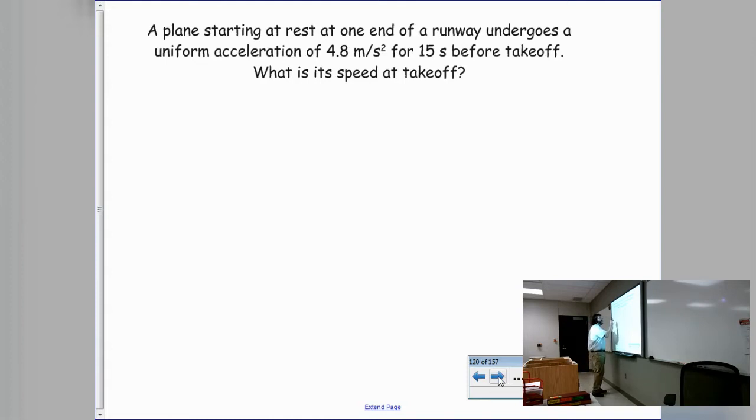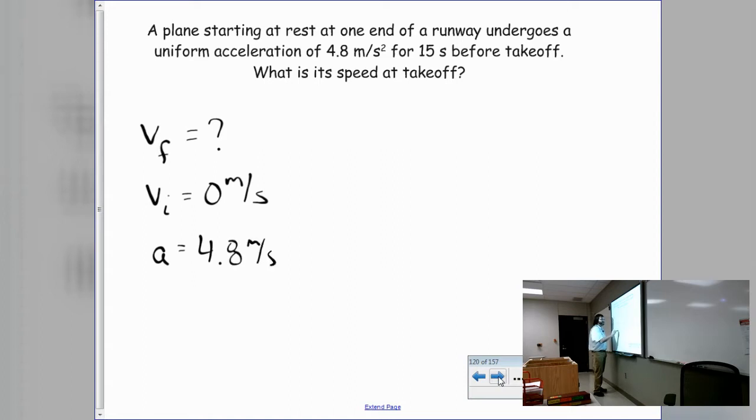So what I'm going to do is set up my problem and write out what's given to me in my problem. First off, my final velocity is a question mark. My initial velocity, it says the plane starts from rest, so that means it's starting at 0 meters per second. Another thing that's given to me in the problem is my acceleration. It says it accelerates at 4.8 meters per second squared, and that's positive. Again, we don't know which direction the runway is facing, but we're just going to assume it's a positive direction. And another thing that's given to me in the problem is it takes 15 seconds for it to take off.